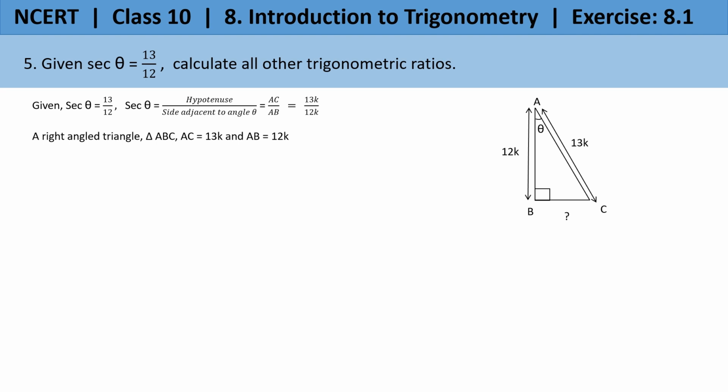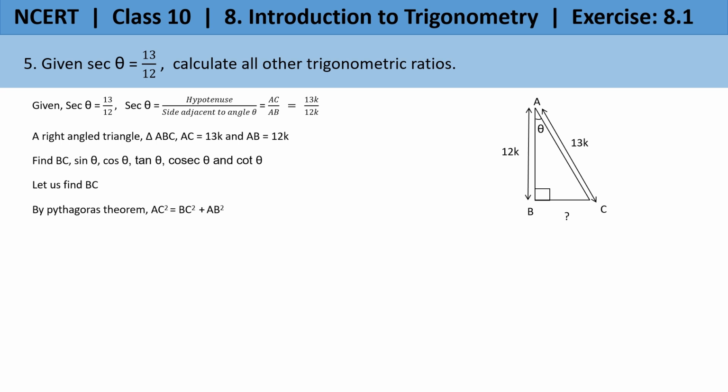AB is equal to 12k. We need to find BC. We need to find sin theta, cos theta, tan theta, cosecant theta and cot theta. Let us find BC. We can use Pythagoras' theorem.